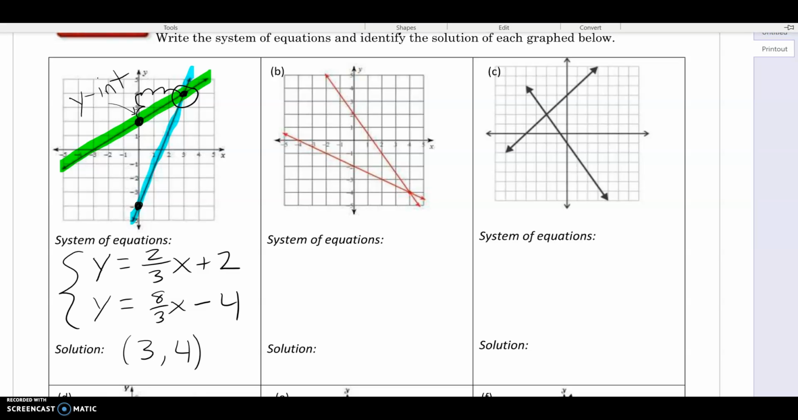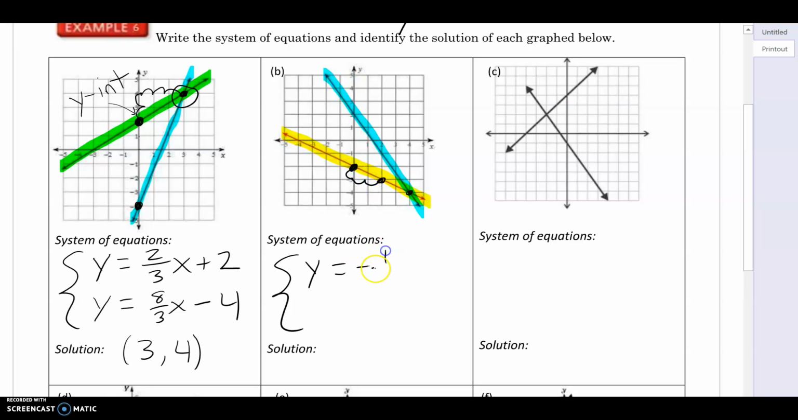So we'll follow the same steps for each line. You want to identify the y-intercept, figure out the slope, and then write it in slope-intercept form. So for the yellow line that I highlighted, the y-intercept's at -2. Another point on that line looks like it's just right there, where they're intersecting. So my system of equations here would be y equals, for the yellow line I'm going down 1 and then over 1, 2. So it's -1/2 x, and my y-intercept's at -2.